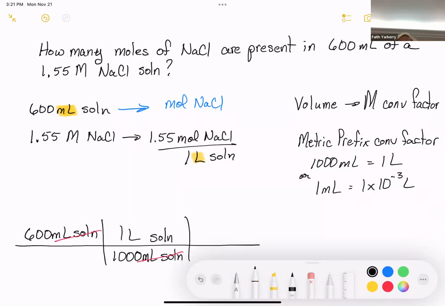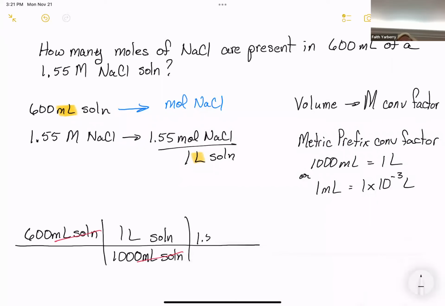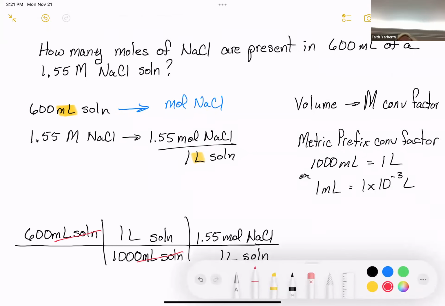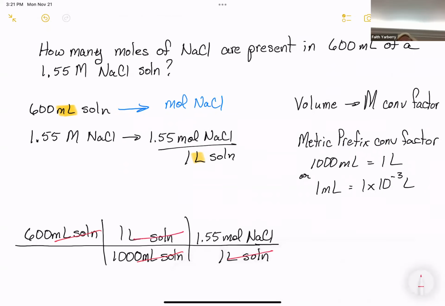Now you use your molarity. 1.55 moles of NaCl will go in the numerator, while the 1 liter of solution goes in the denominator. The liter had to go in the denominator in this case so that the unit and the substance would cancel, and you're left with moles of NaCl. And that comes out to be 0.93 moles of NaCl.